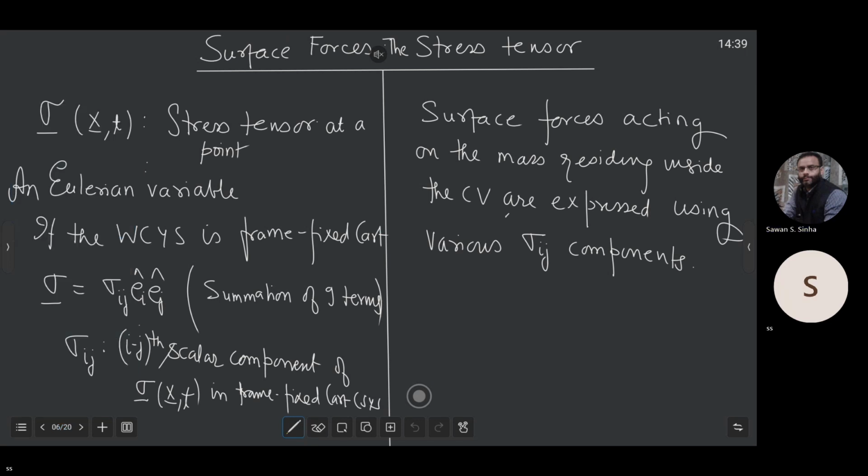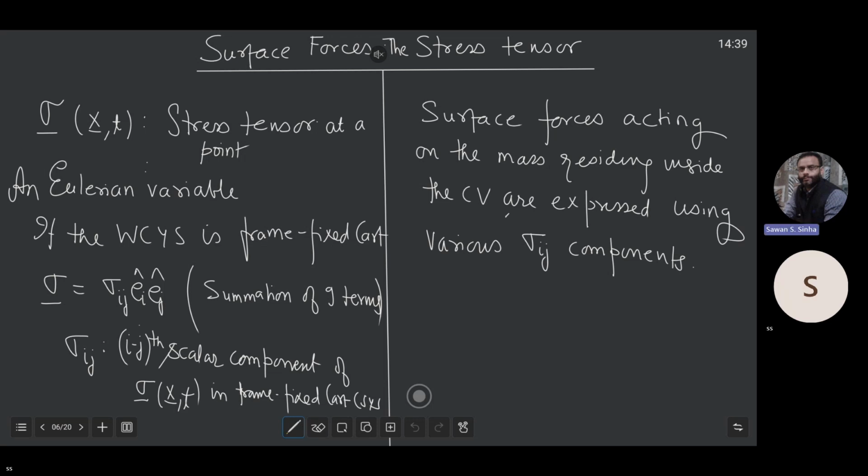Okay. Surface forces. Now, surface forces are not straightforward to represent. For that, we need a new concept altogether. I'm going to define a new tensor called the stress tensor, with which I will try to write expressions for the surface forces. All right.